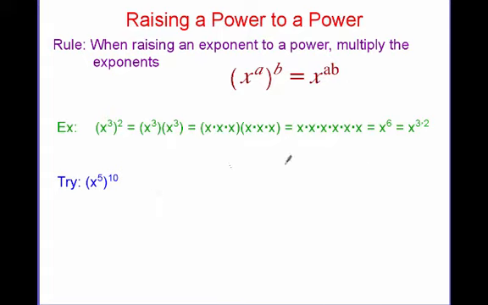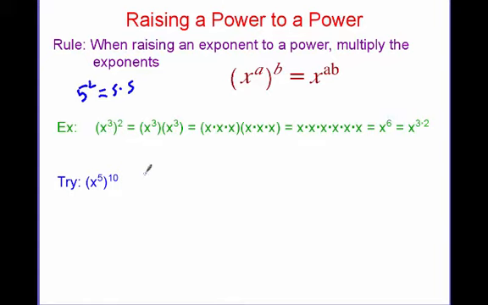Here's our explanation of why. Remember, when you're squaring a number, you're just multiplying that number by itself. 5 squared is just 5 times 5. Similarly, x cubed squared is x cubed times x cubed. Well, x cubed is x times x times x, so I've got x times x times x times x times x times x. How many x's do I have? 6 of them, which is 3 times 2.